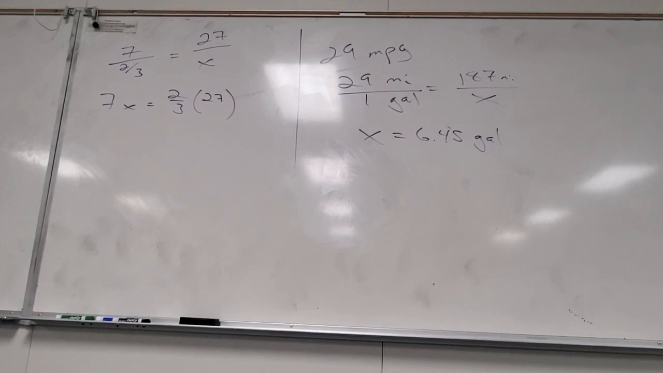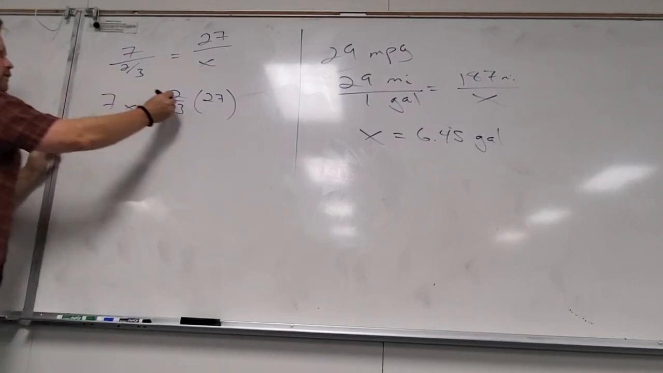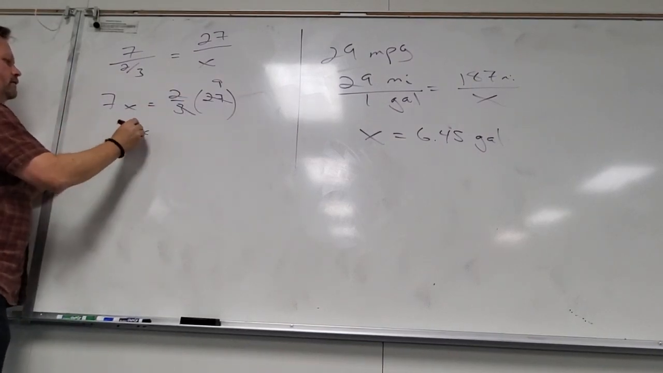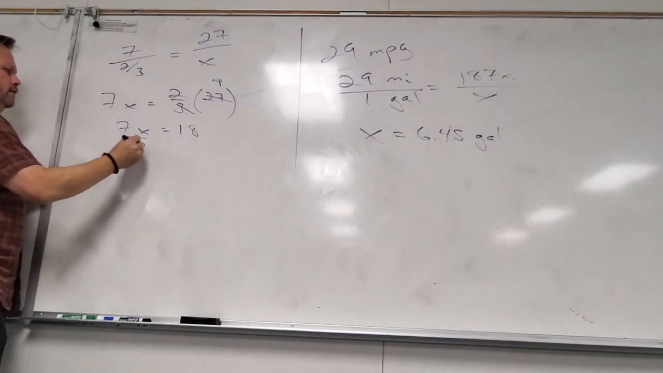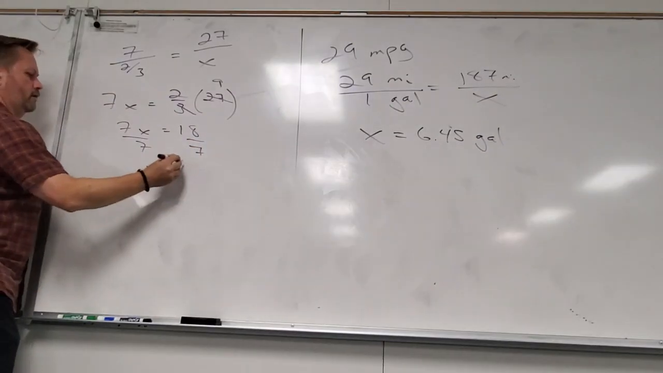Now can you see why it was really nice? What happens? That's really nice. Yeah, 3 goes into 27 9 times, you get 7x equals 18. So therefore, x is that. That's right, kids.